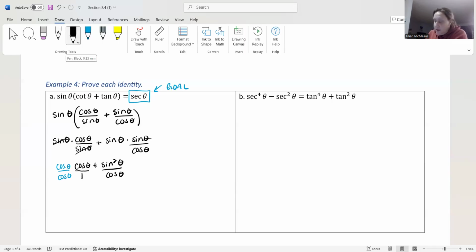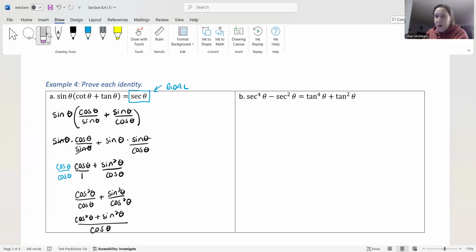Well, cosine theta times cosine theta is cosine squared theta. Cosine theta times 1 is just cosine theta. That's the first fraction. The second fraction is sine squared theta over cosine squared theta. And what I have here now is a situation where I do have common denominators. So I can write the numerators over just the common denominator. So I get cosine squared theta plus sine squared theta over cosine theta. And please fix this. I noticed I put a cosine squared. It should just be a cosine theta right here. So fix that, please.